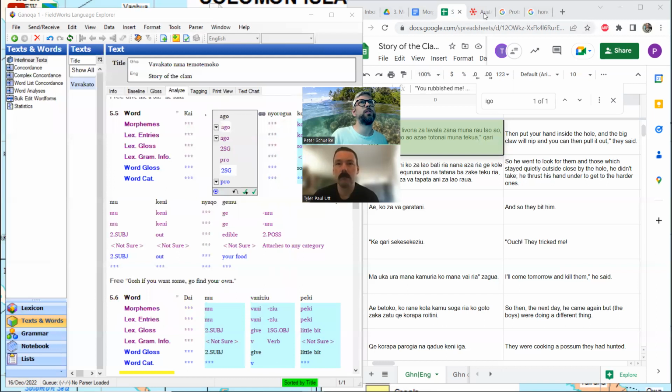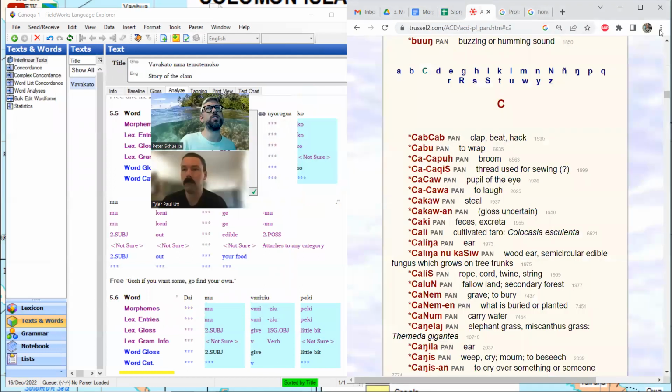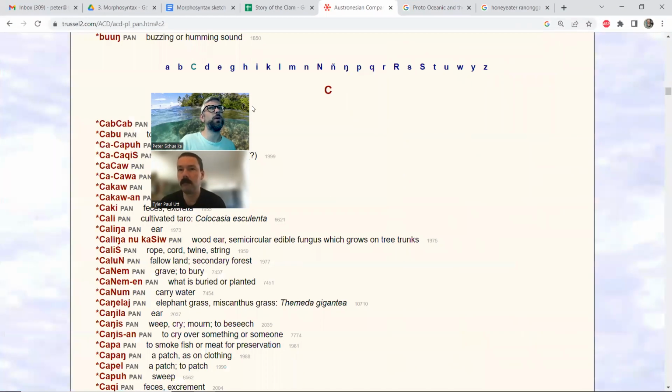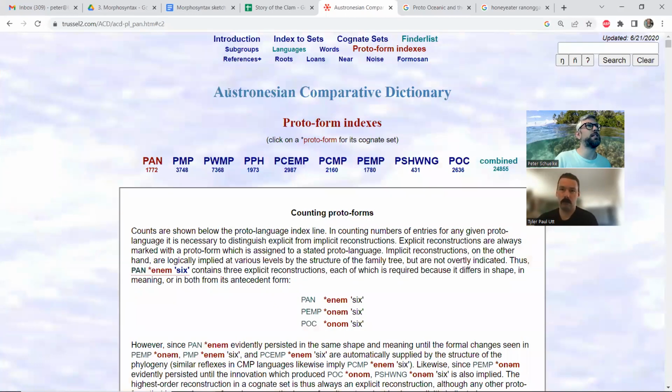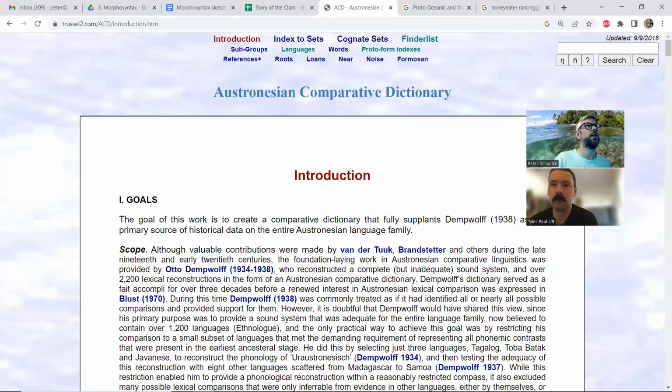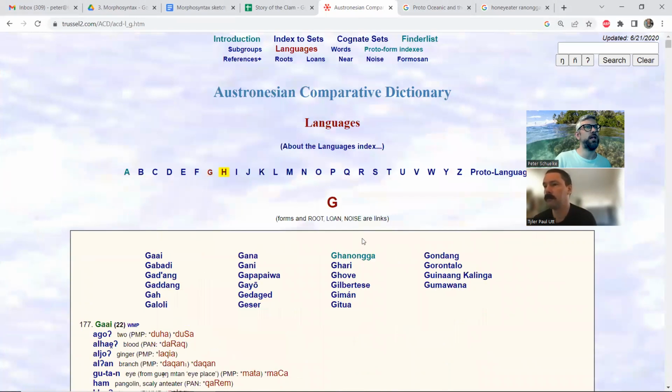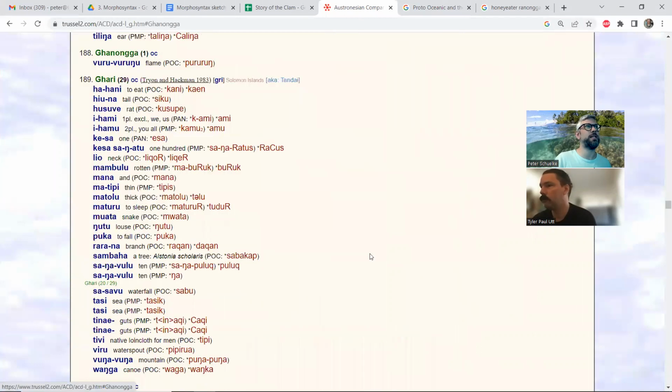And I'll use this small second to show you the Austronesian comparative dictionary right quick. If you're working on an Austronesian language, you'll be able to know because they've pretty much all been classified. So if you go to the home page, for example, I don't know how to take it back to home. In any case, you can go here, say you want to look at Ghanongga, you go to languages, look at G. We'll see, oh, they got Ghanongga right there. Maybe this is going to help us out.